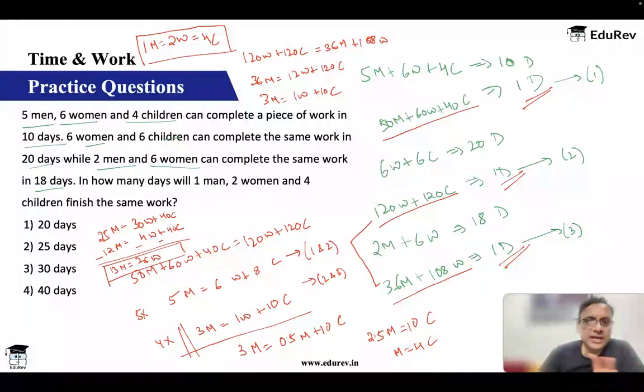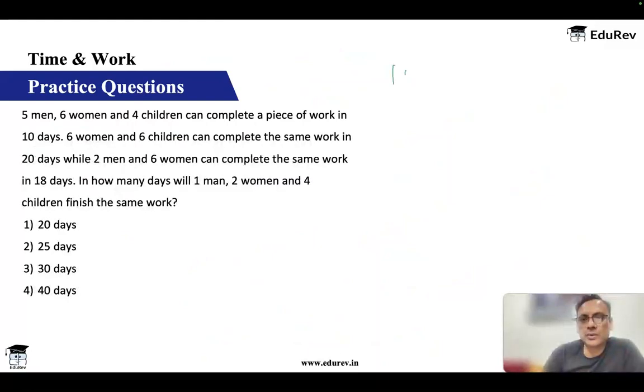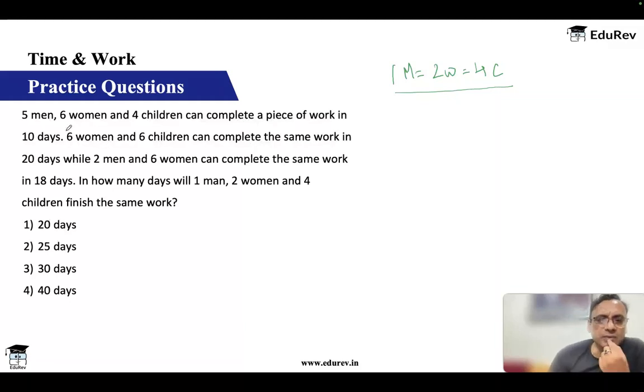Okay, so let me erase everything else and just keep 1 man is equal to 2 women is equal to 4 children. So we have found out so far 1 man is equal to 2 women is equal to 4 children. This is okay. Now the same steps. So if I look at, in fact, I can look at any one. So 2 men, 6 women can complete the work in 18 days.